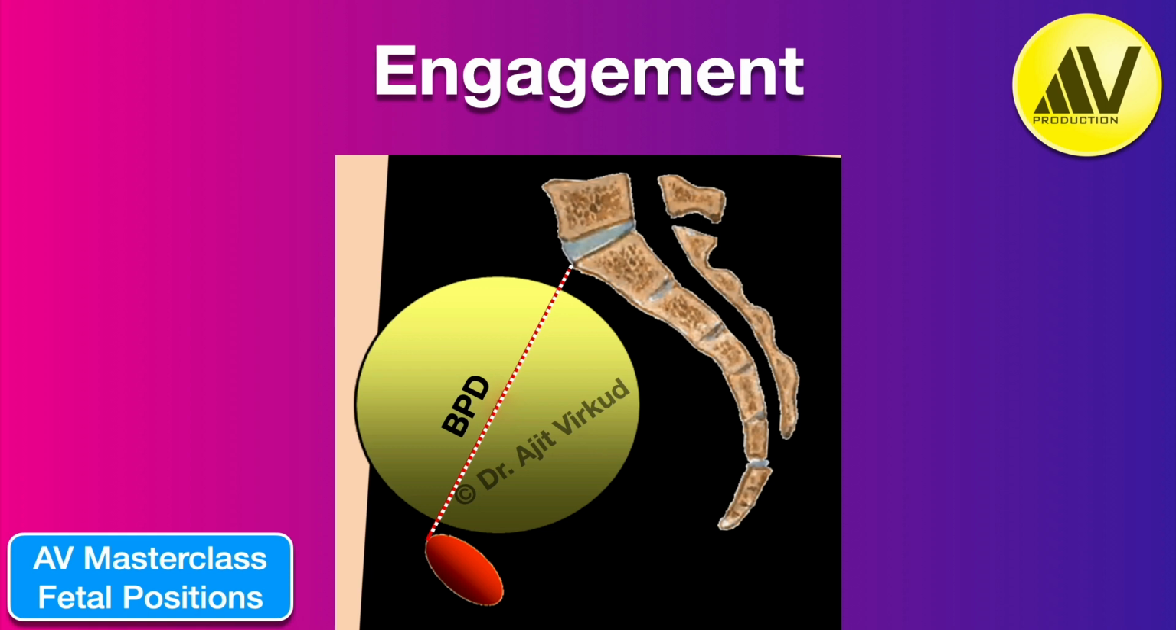In primigravida, the head engages at 37 to 38 weeks of gestation, whereas in multipara, it occurs at full term or late in labor, maybe in first or second stage.